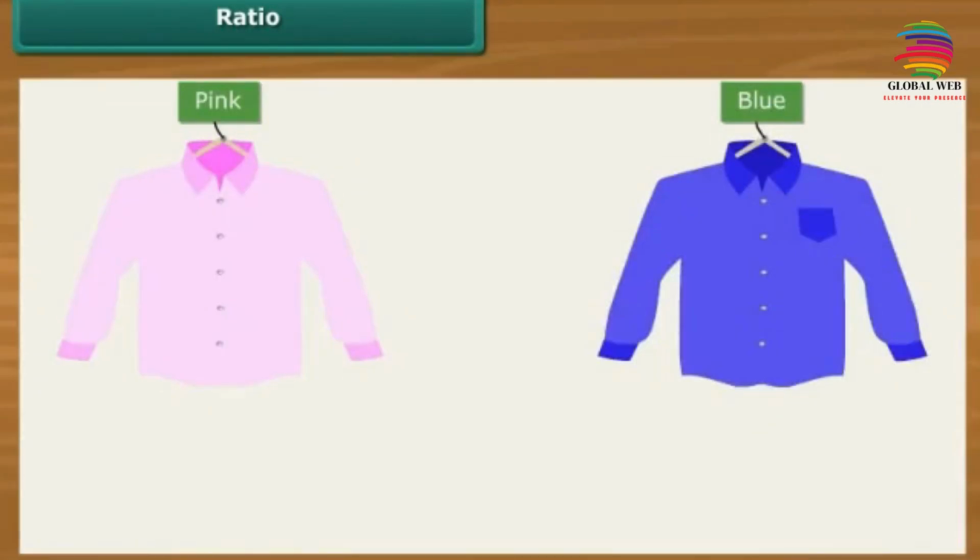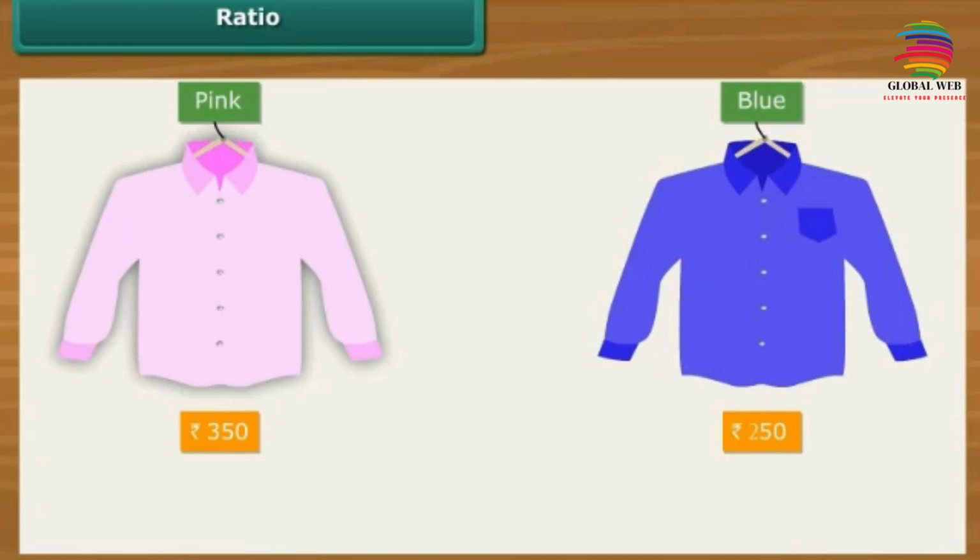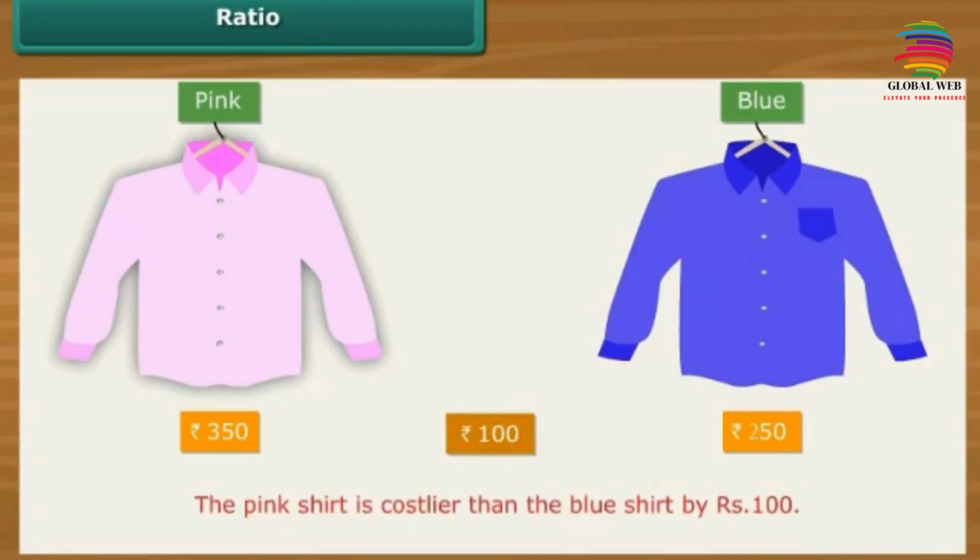Similarly, suppose Ritu buys 2 shirts, one pink and the other blue, costing rupees 350 and rupees 250 respectively. We say that the pink shirt is costlier than the blue one by rupees 100. Comparison by difference does not make sense when we compare quantities, values that are wide apart.